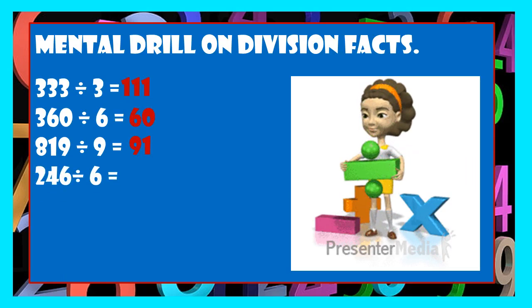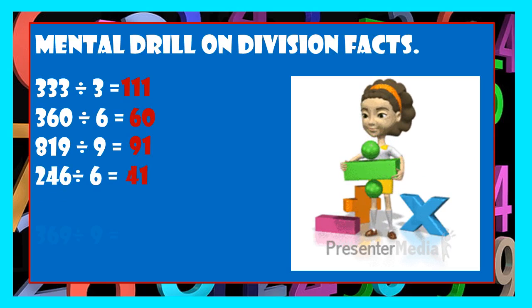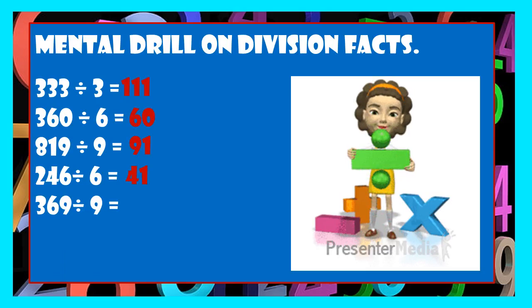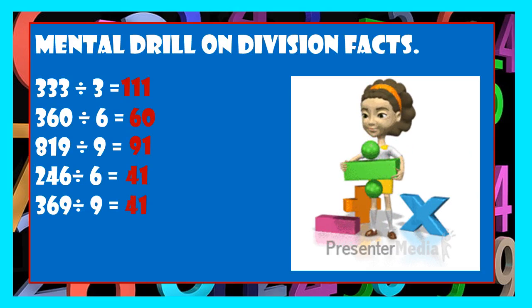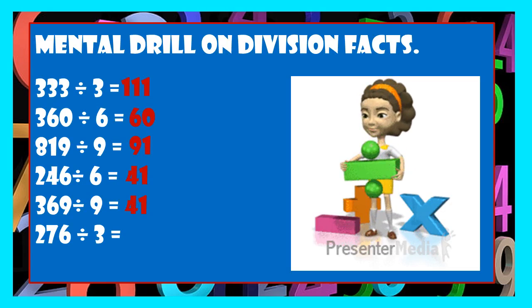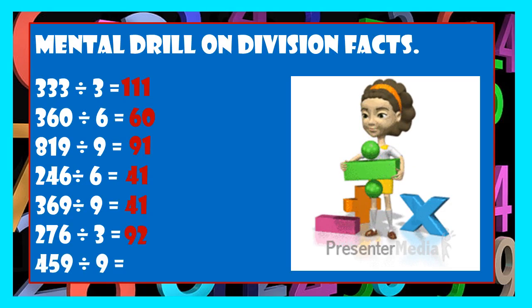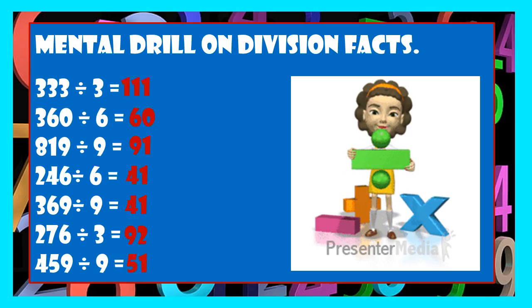246 divided by 6 equals 41. 369 divided by 9. It is 41. 276 divided by 3 equals 92. And 459 divided by 9 equals 51.